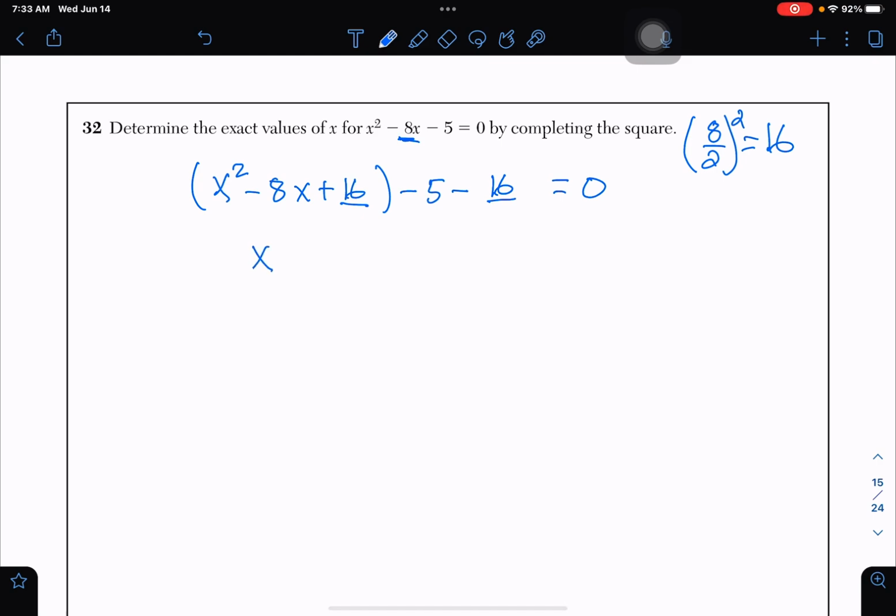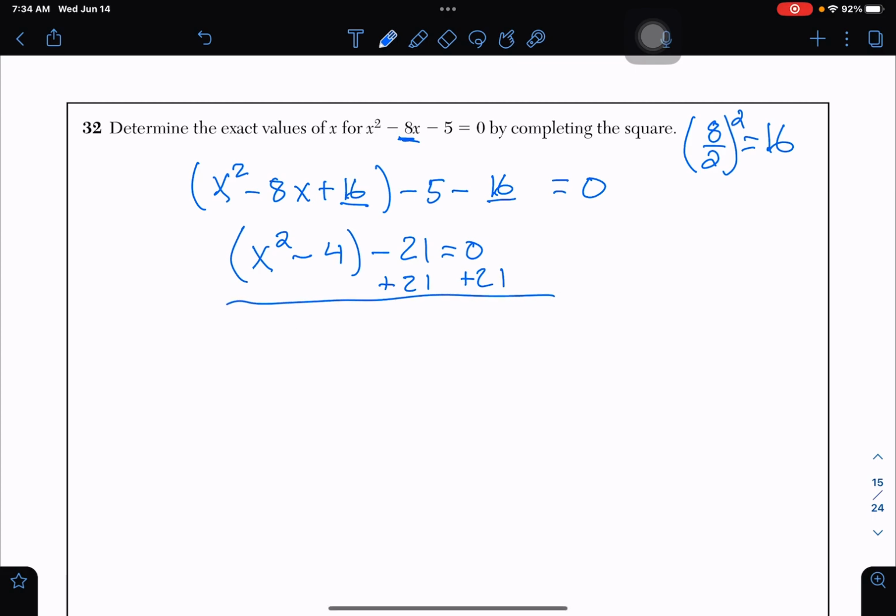Okay, so this factors to x minus 4, quantity squared, minus 21 is equal to 0. Okay, and then I'm going to move the 21 over. So I'm going to add 21 to both sides. So I get x minus 4. I'm sorry, that's not x squared. That's x. Right? The square goes on the outside. This is equal to 21.